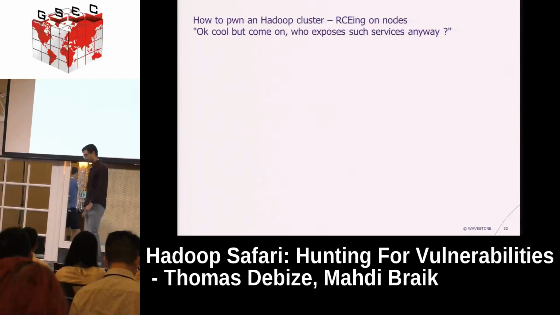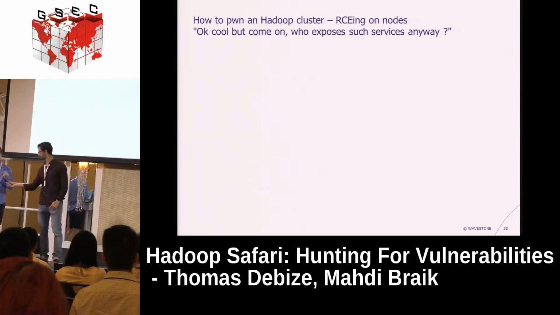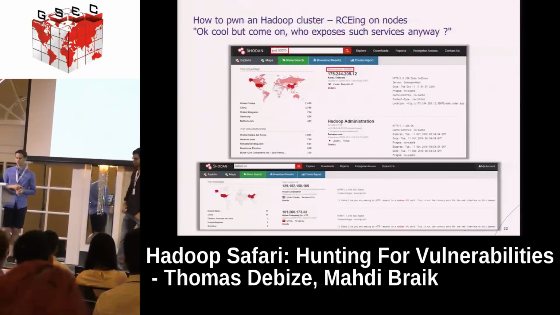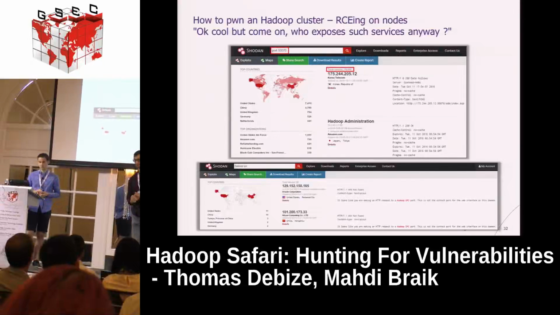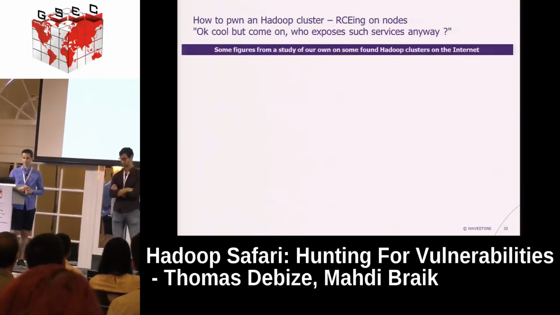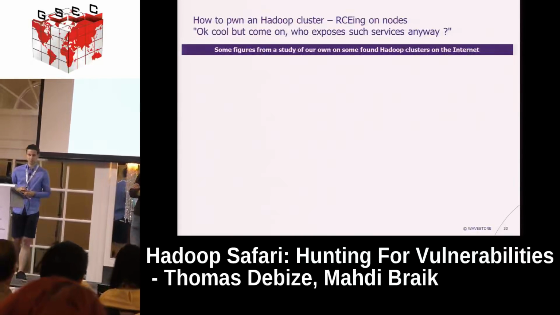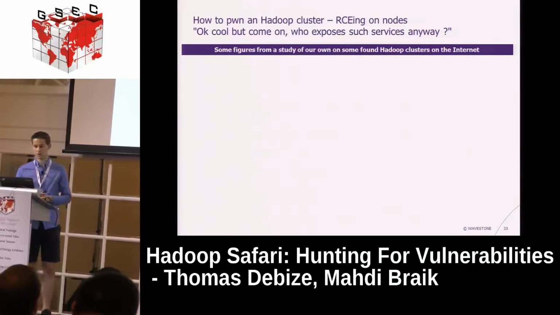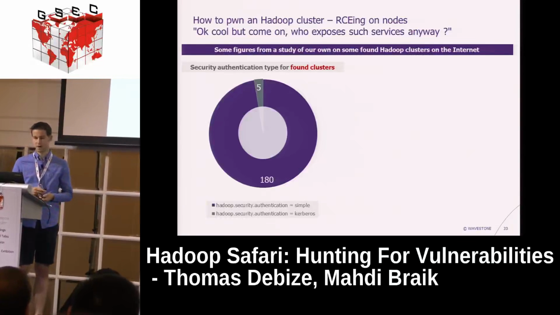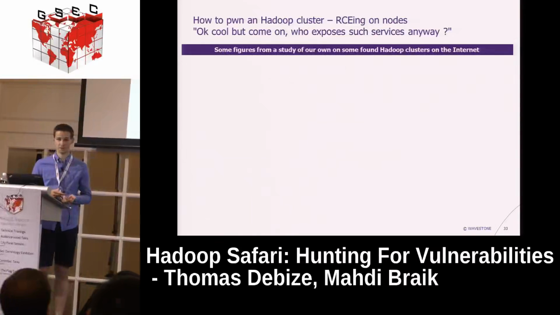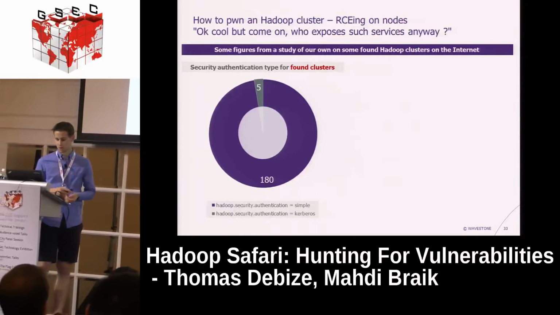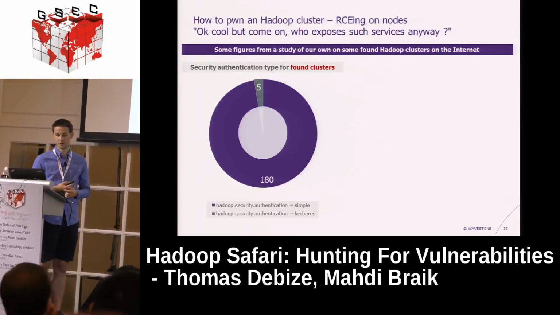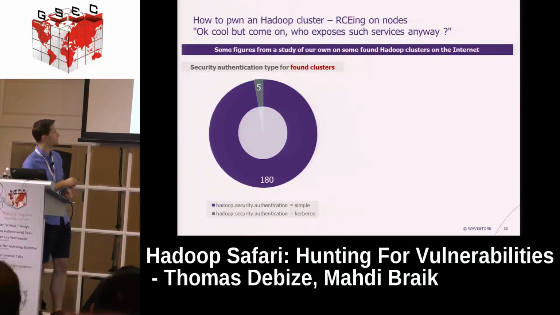You may think that's cool, you developed some script, but in real life, who exposes such services? On Shodan and so on, you can find a lot of stuff. This is not big news. But something more interesting, from a study of our own, we tried to see how many clusters are exposed on the internet and which security authentication schemes are implemented. We found 185 clusters on the internet. You can see the figures here.